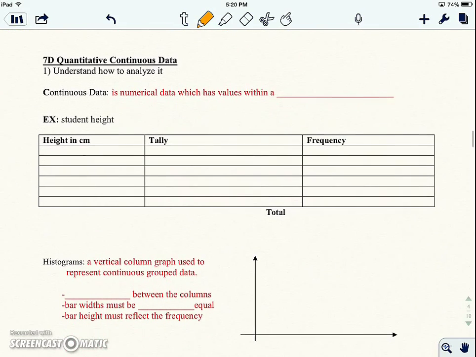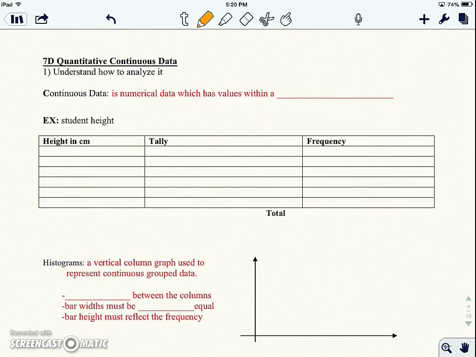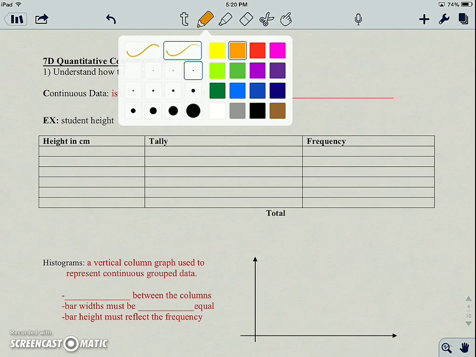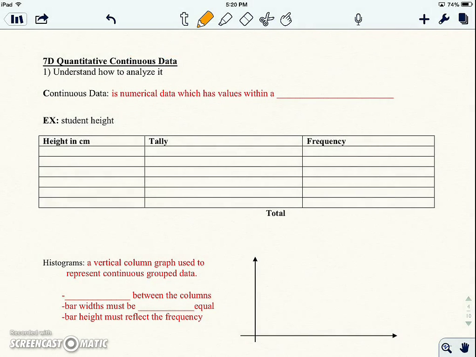Now let's start 7D. Okay, so we're going to do quantitative data again, so it's still the numerical stuff, but this time it's continuous, such as your guys' heights. Okay, continuous data is numerical data which has values within a continuous range.